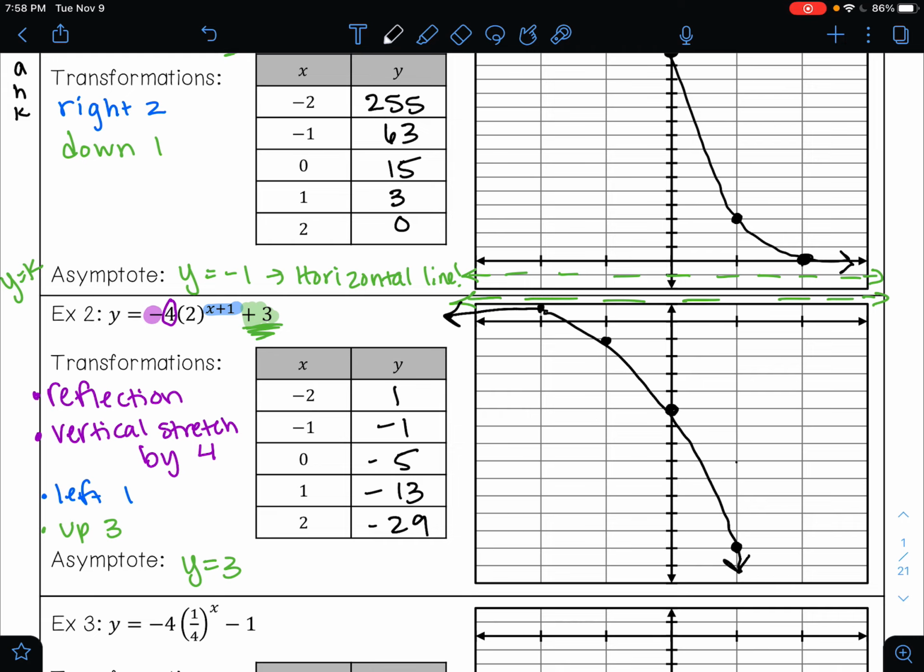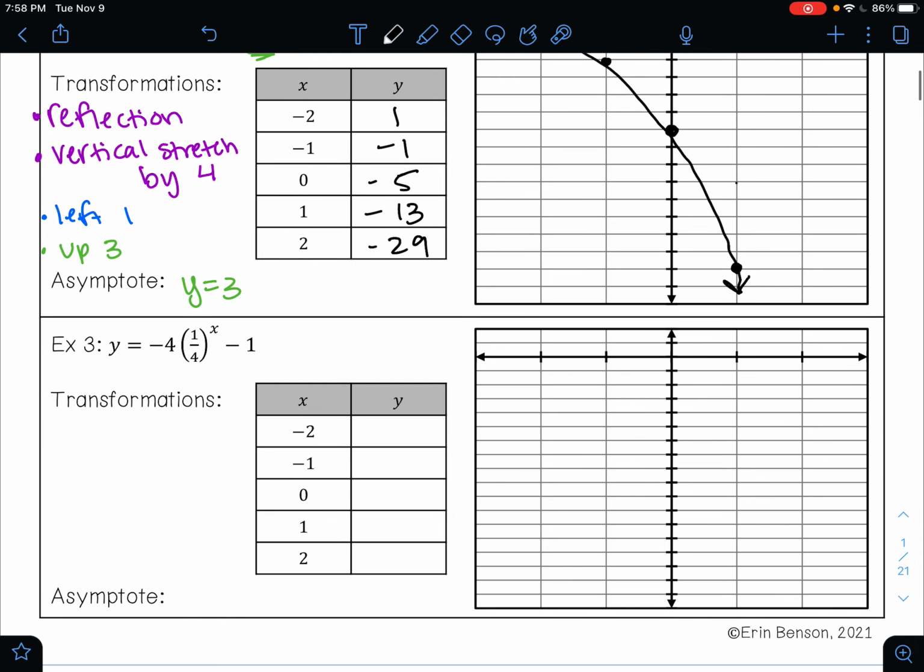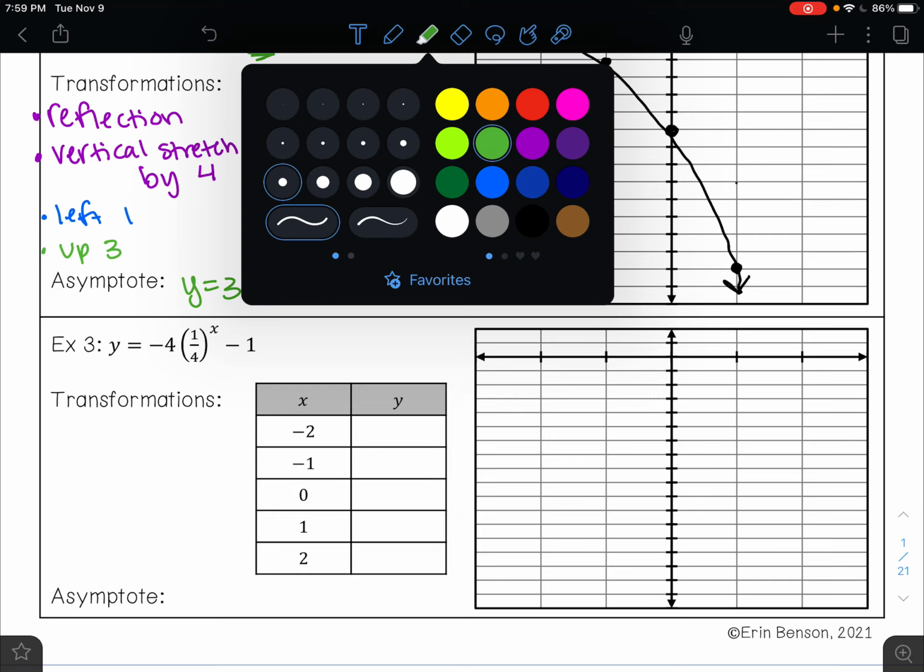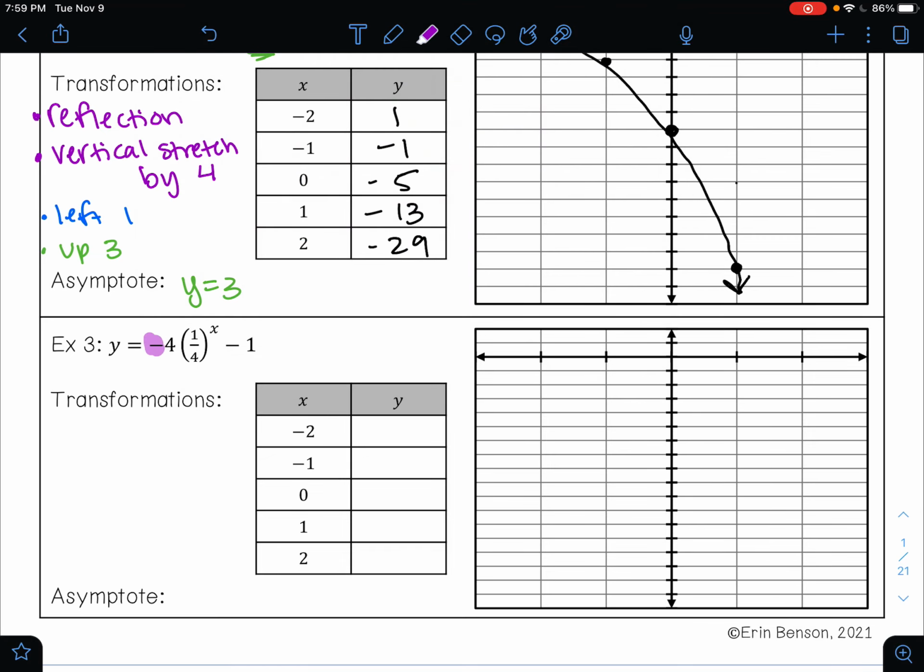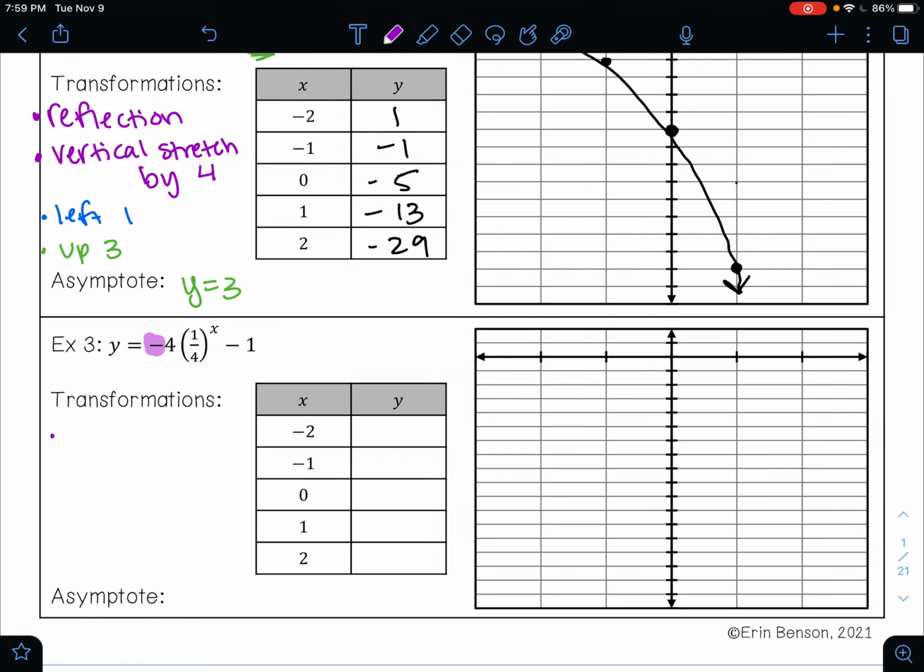Let's look at example 3. On example 3, your transformations come from your A, H, and K values. For my A value, I see that I have a negative number. That negative tells me that there has been a reflection. The next thing that I see is that my A value is 4. That means that I have a vertical stretch by 4 because that number is greater than 1.